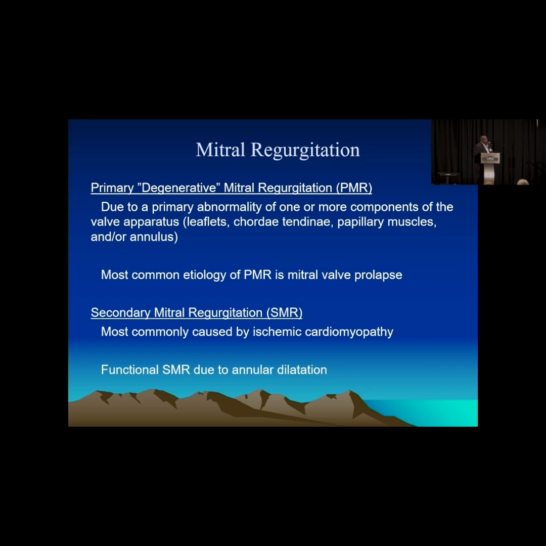Now, mitral valve regurgitation is divided into 2 different types. You have your primary or degenerative, which is usually caused by some sort of abnormality in one of those 5 components of the mitral valve apparatus, most commonly mitral valve prolapse. And you have secondary mitral valve regurgitation, which is usually due to ischemic cardiomyopathy and annular dilatation.